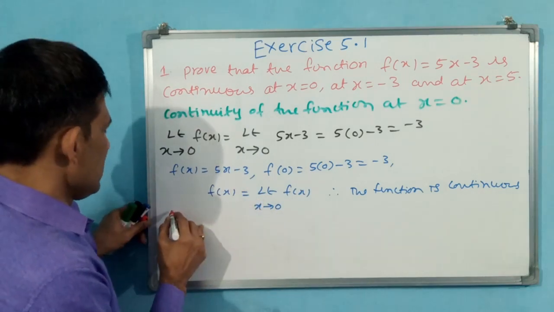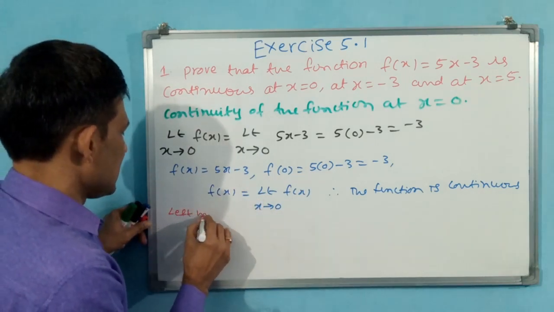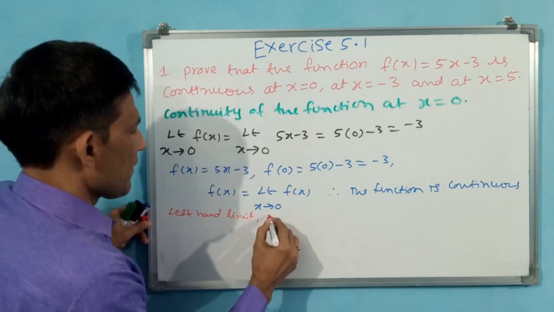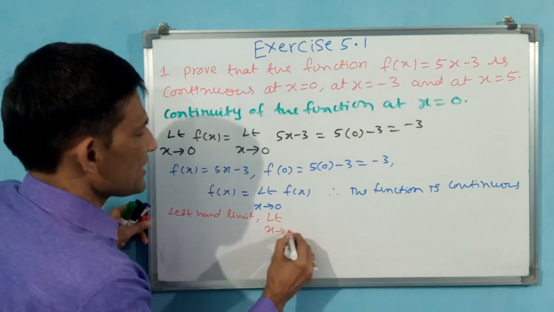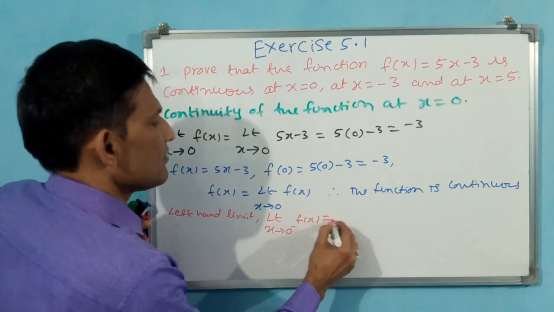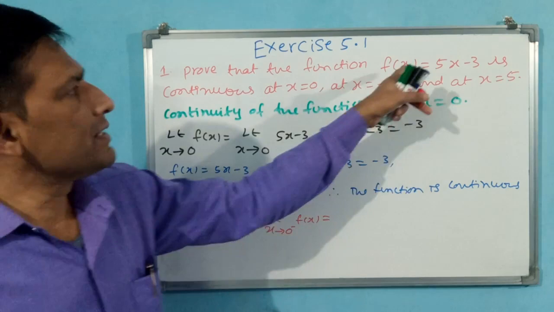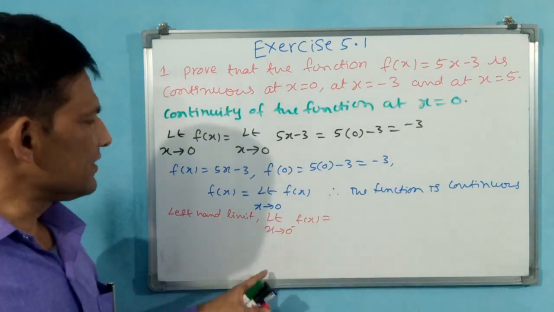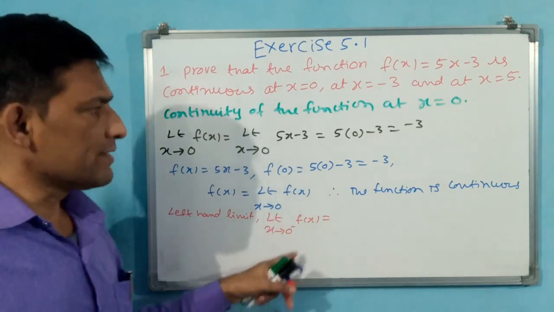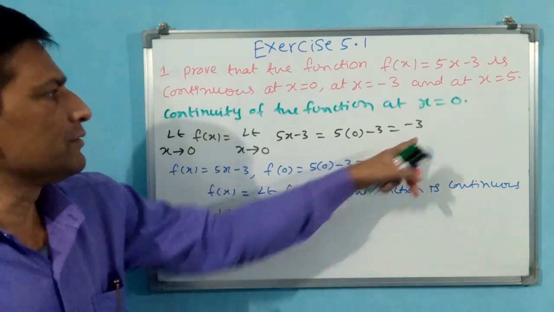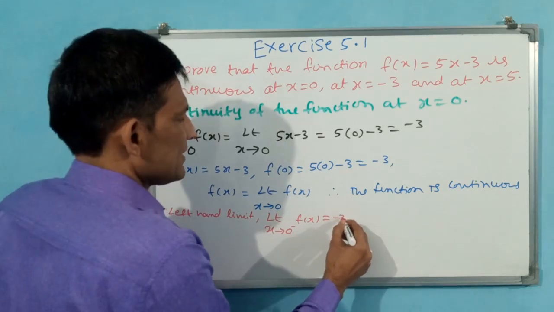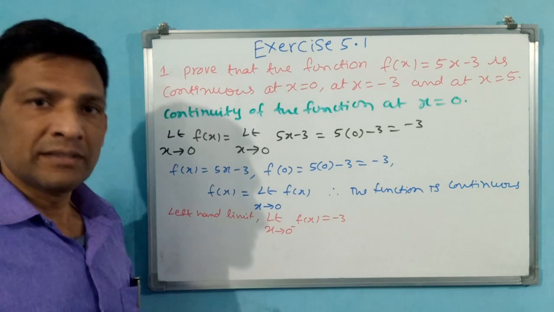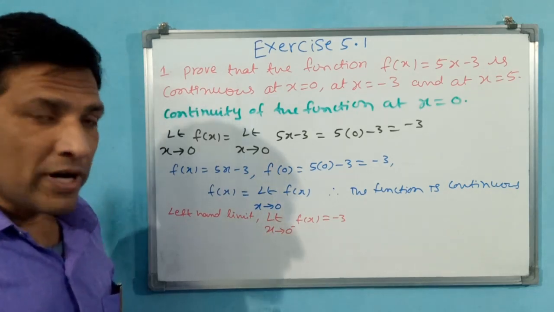You see, left hand limit, limit x tends to 0 minus f of x is equal to. Now you tell me, are there any conditions for 0 minus, 0 plus? Not there. Not there means you need not find, but you write. Directly you apply, you write this value, minus 3. Do you understand why I have written directly minus 3? Because there are no conditions like this.